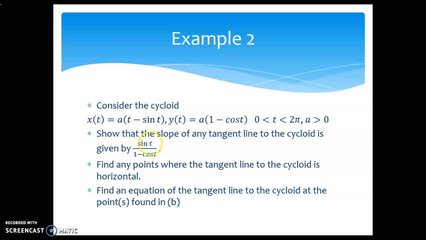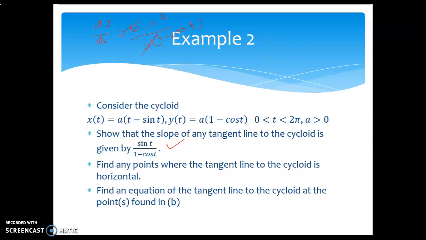So we want to find the slope and prove that the slope is equal to that. First dy over dx: we're going to find the derivative of this over the derivative of that. The derivative of this is going to be a sine t, and the derivative of that is going to be a times 1 minus cosine t. So a and a cancel out.